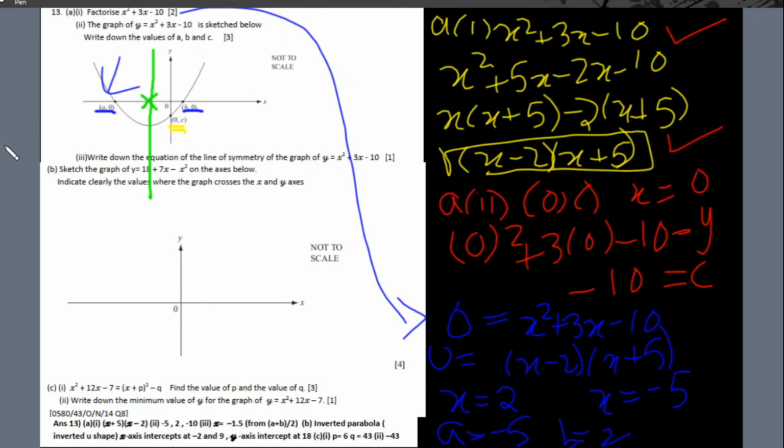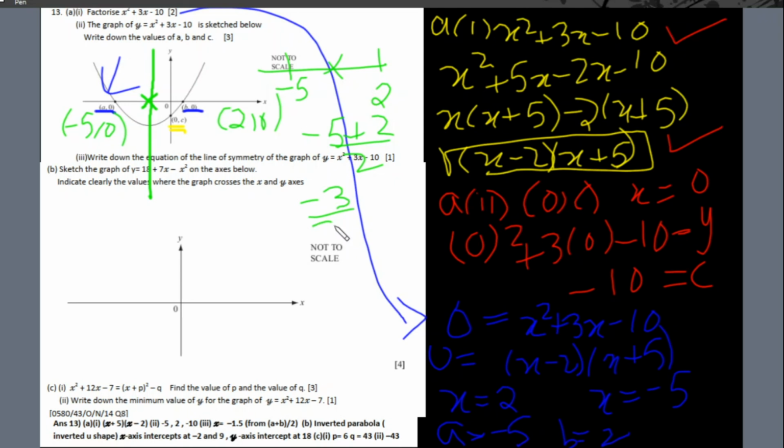So A was minus 5 comma 0 and B was 2 comma 0. So what is the value in between minus 5 and 2? We need to find the value in between these two. So we're finding the average of these two, minus 5 plus 2 over 2, which is minus 3 over 2, which is minus 1.5. So this middle value here is minus 1.5. So the line of symmetry would be x equals minus 1.5. This is the answer for A3.